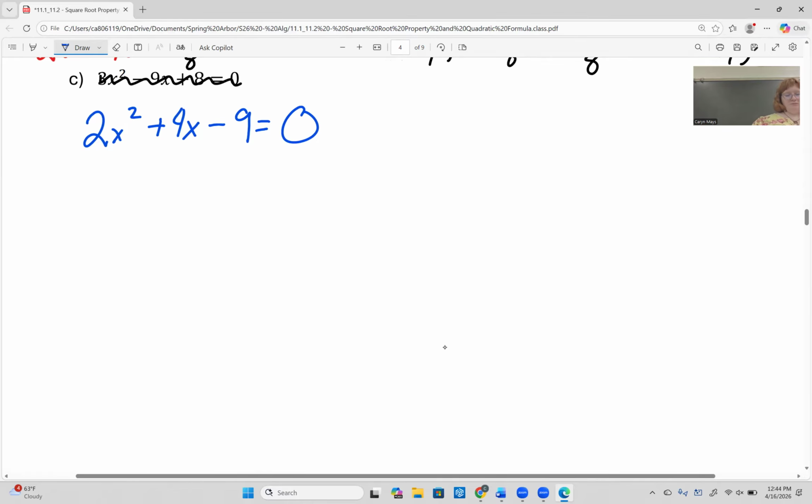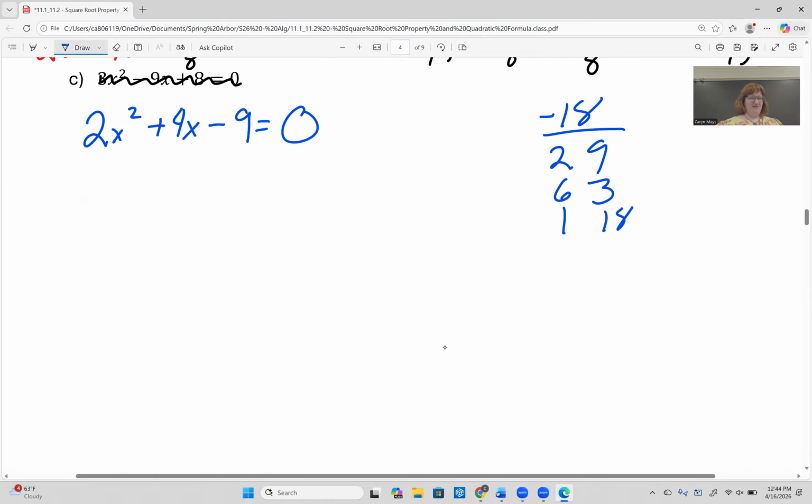It's not add them. Multiply them. I'd multiply to -18. So what are factors of -18? 2 and 9. 6 and 3. And there's one more. 1 and 18. Can any of those pairs make the number we need?